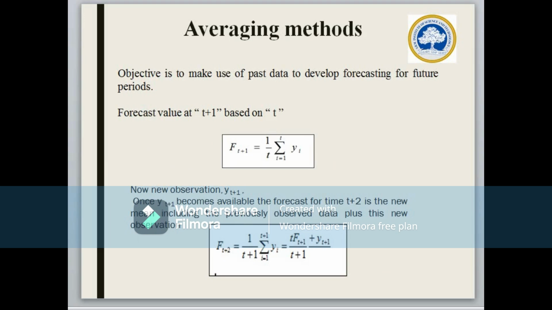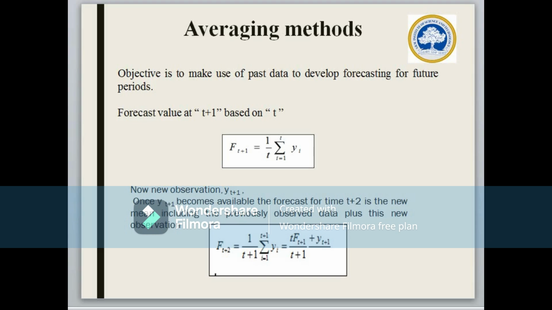The objective of the averaging method is to make use of past data to develop the forecast for the future periods. Forecast value at t plus 1 is based on t, that is f of t plus 1 equal to 1 by t summation of y of t. Now the new observation is y of t plus 1. Once y of t plus 1 becomes available, the forecast for the time t plus 2 is the new mean including the previously observed data plus the new observation, that is f of t plus 2 equal to 1 by t summation of y of t till t plus 1.